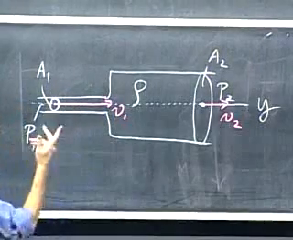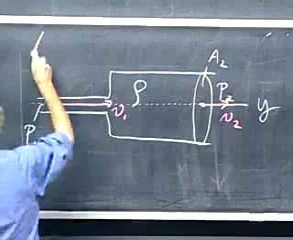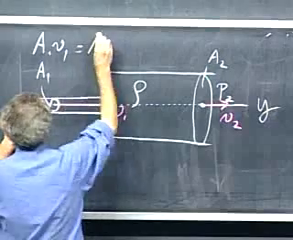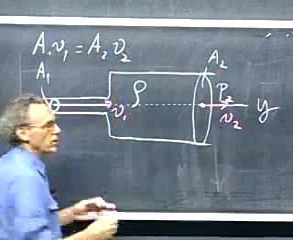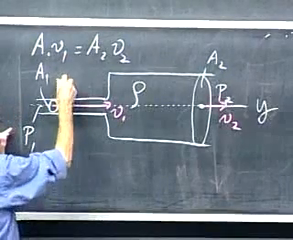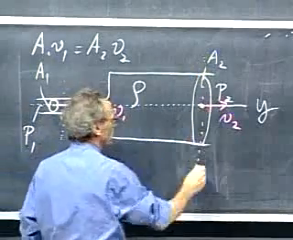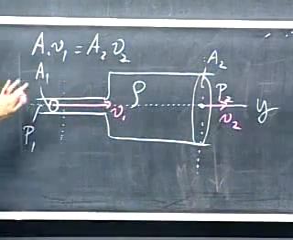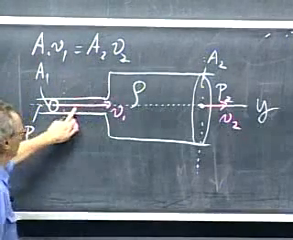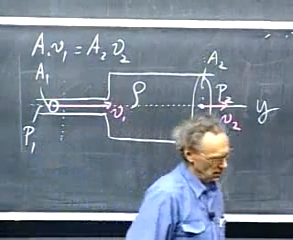And clearly V1 is way larger than V2, because A1 times V1 must be A2 times V2, because the fluid is incompressible. So the same amount of matter that flowed through here in 1 second must flow through here in 1 second. And so these have to be the same. Since A1 is much smaller than A2, this velocity is much larger than V2.